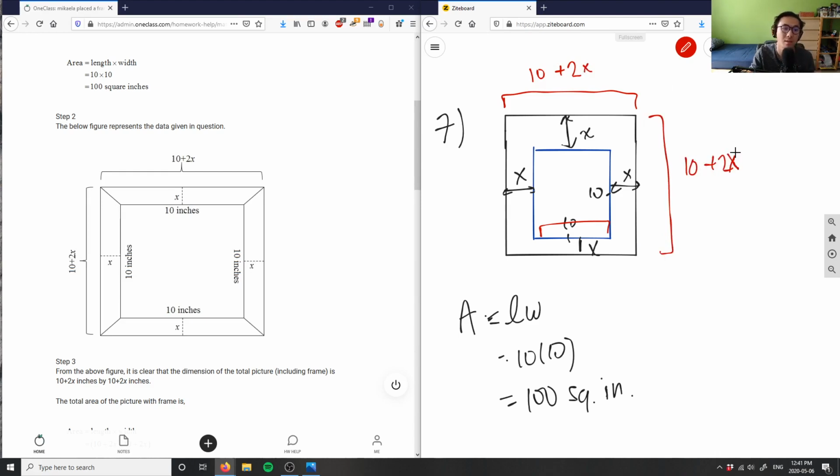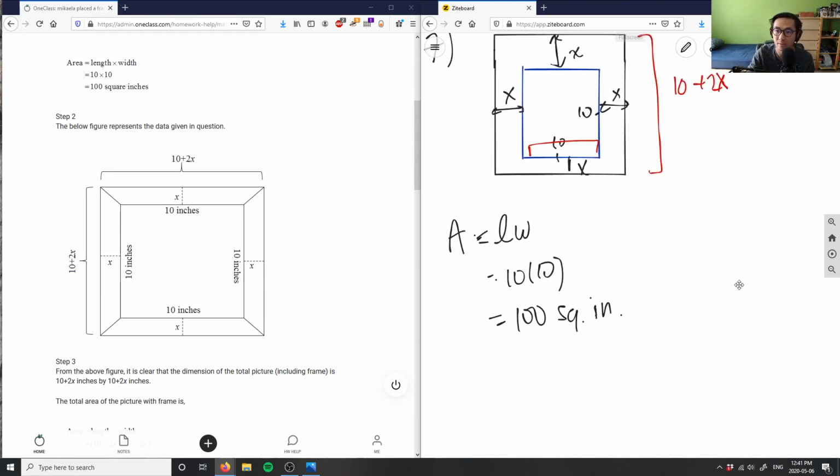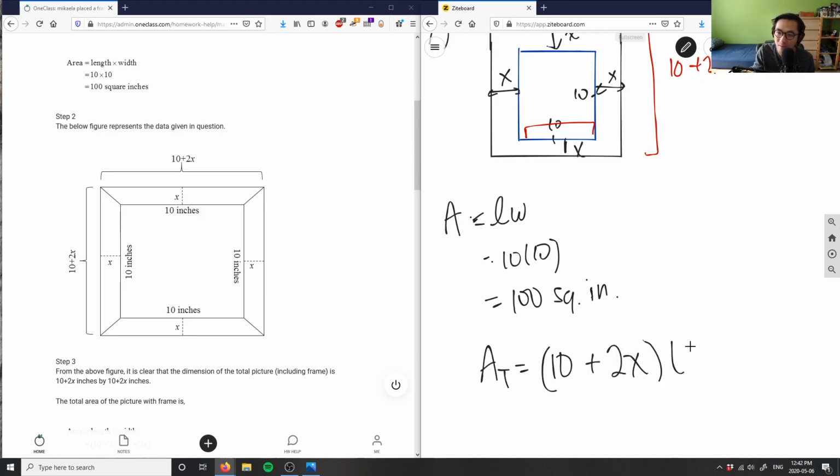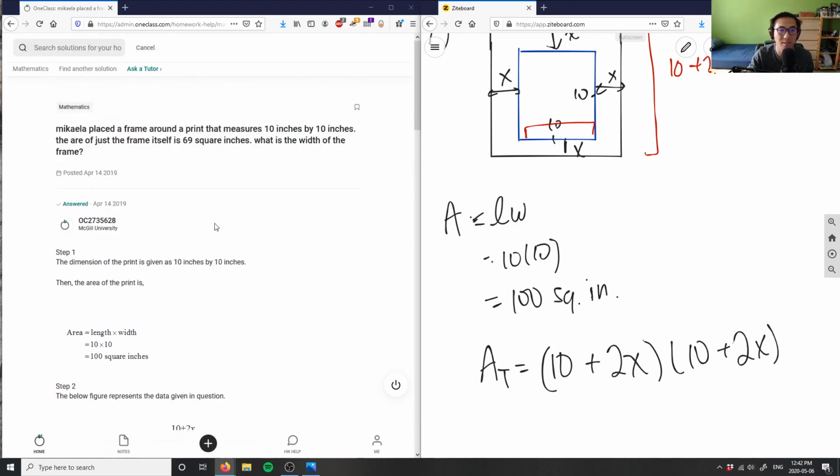So once we found the algebraic expression for the total area, we can write down an equation, right? We can say that the area, or the AT, the total area, would have to be 10 plus 2x times 10 plus 2 times x here, and this will give us the area of the total frame.